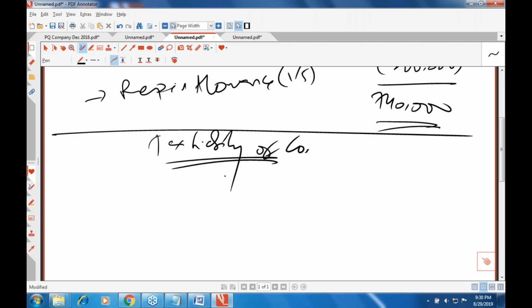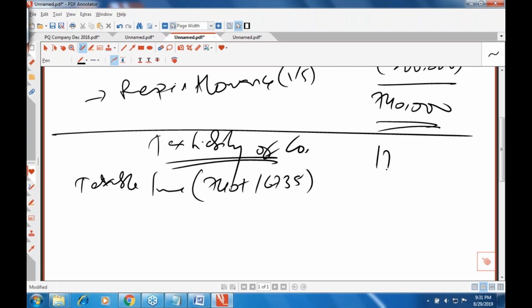So what exactly are we going to do now? We are going to say that the taxable income is going to be 740,000 plus 16,735,000. It's going to be 17,475,000. That is what the taxable income is going to be.